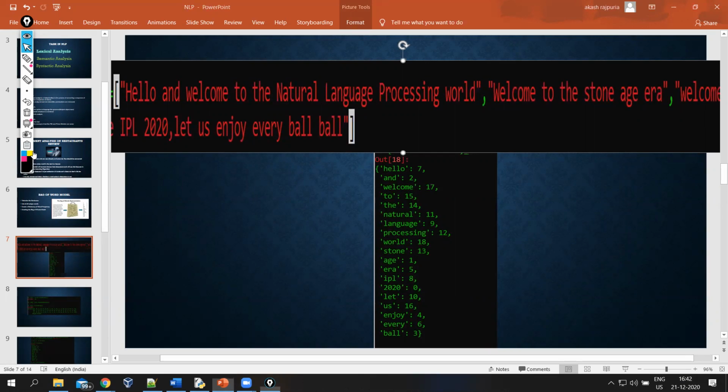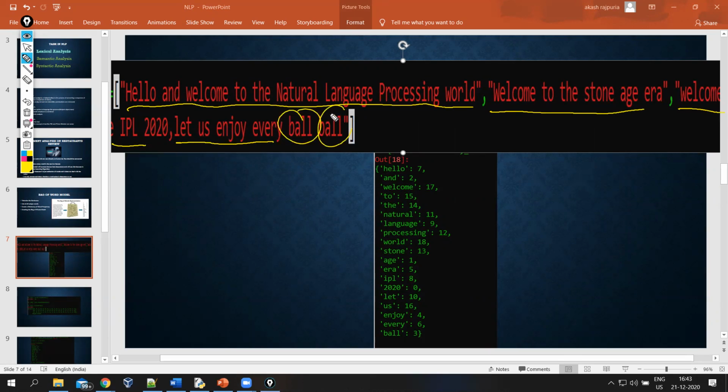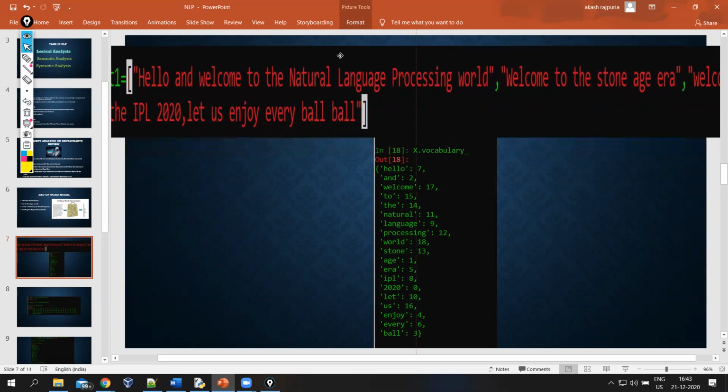I'm showing you just the last part of it. Hello and welcome to natural language processing world. This is my first statement. Second is welcome to Stone Age era. And third is welcome to IPL 2020. Let us enjoy every ball. I have purposely taken these three sentences to explain how the bag of words model looks. So these are my three statements.